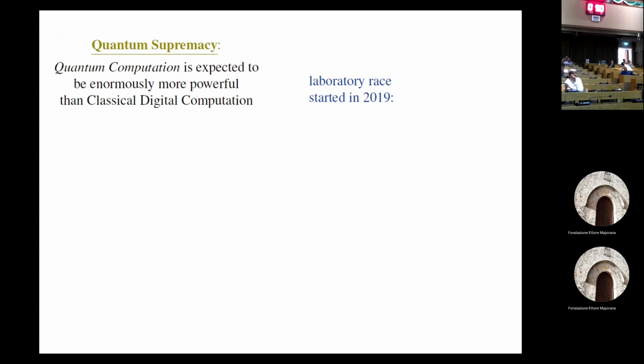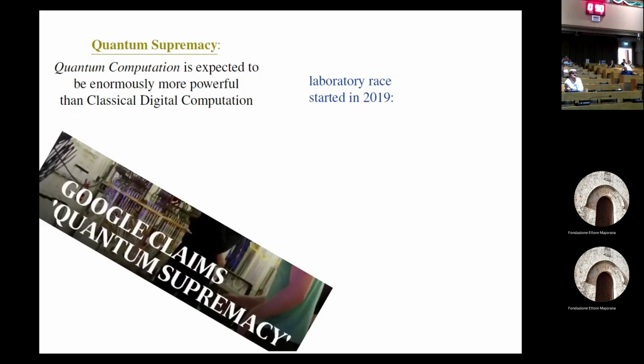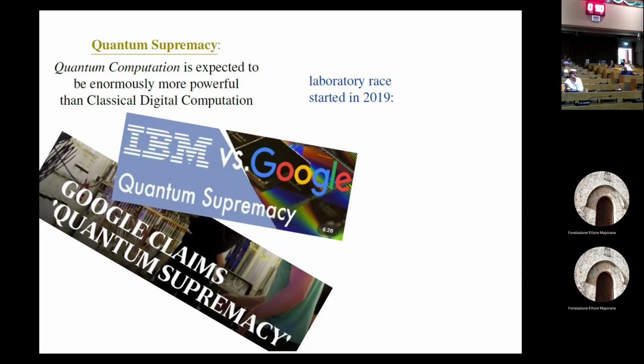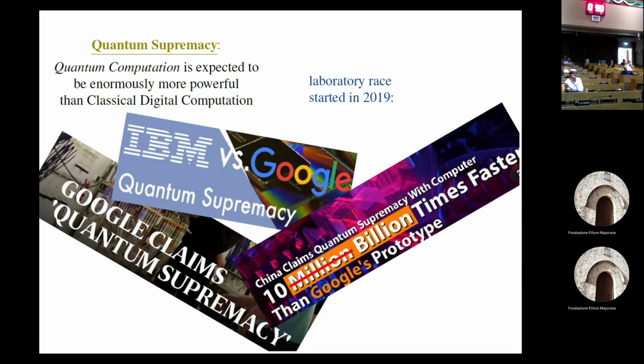And this excitement has led in the last years to a little race of various laboratories on the planet who have claimed that they have achieved or demonstrated some aspect of this quantum supremacy. It started with Google in 2019, and then IBM contested this, and then some laboratories in China upped the ante and had ever more claims.